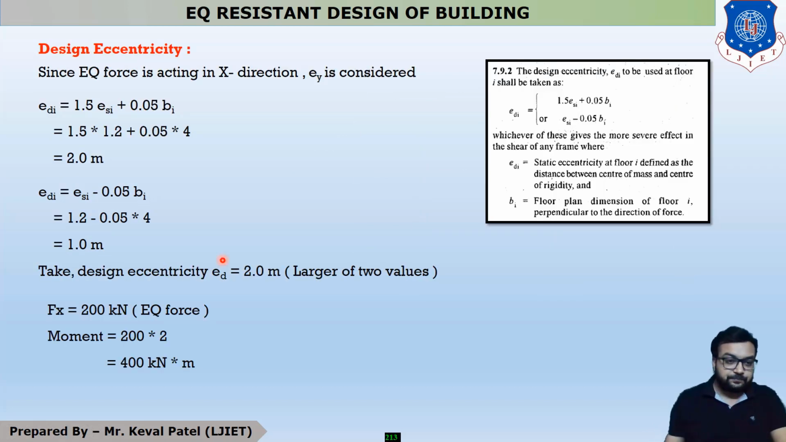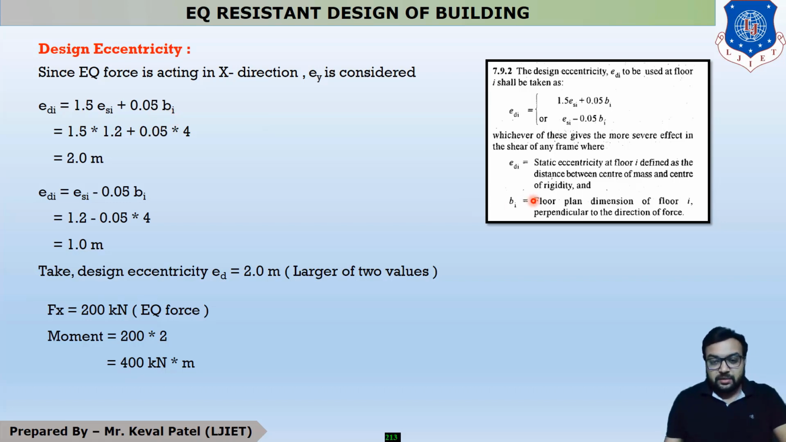Next is design eccentricity. In clause number 7.9.2, there are two equations for design eccentricity. The first equation is 1.5 ESI plus 0.05 BI, where ESI means static eccentricity. What is the value of static eccentricity? The value is plus 1.2 meters. Now plus 0.05, next is BI.